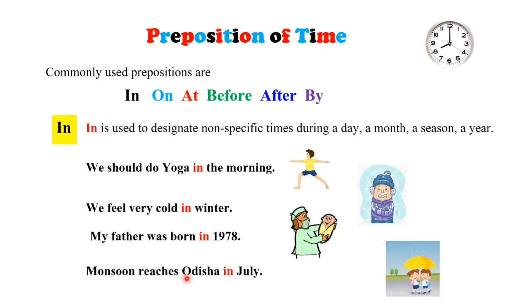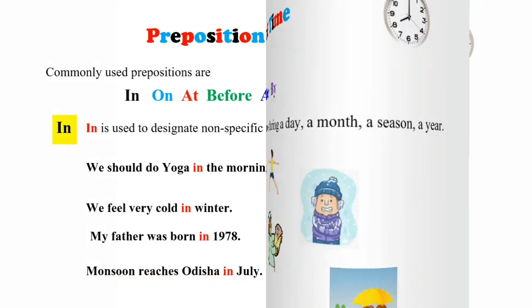Monsoon reaches Odisha in July. July is the name of a month, but monsoon reaches Odisha in July. July means in the beginning of the month, or in the end of the month, or in the middle of the month, at any time. So it is also not specific. That is why we use in here: monsoon reaches Odisha in July.